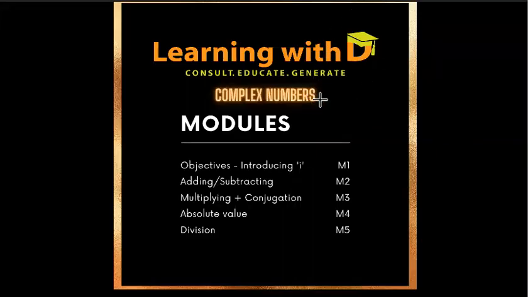Okay, we're on the final module now of our complex numbers course. So we're going to learn about division today. So what if I had a plus bi, a complex number, divided by c plus di? How do I work these problems?